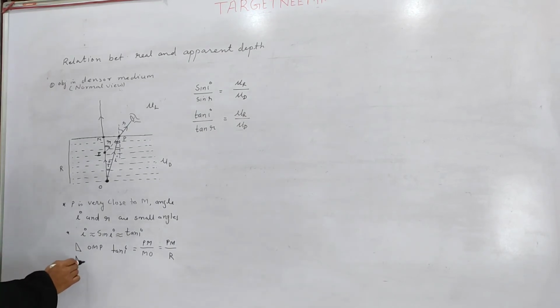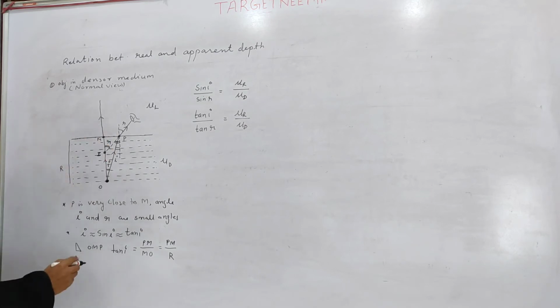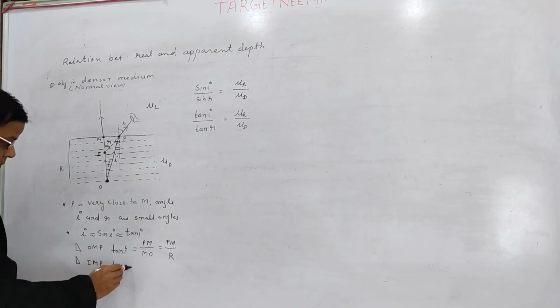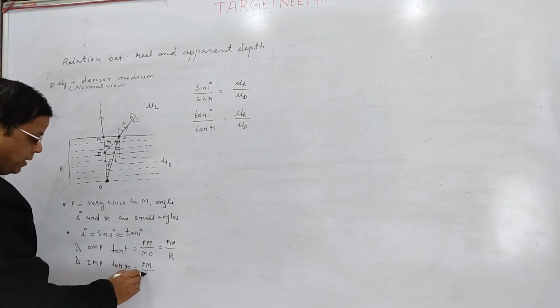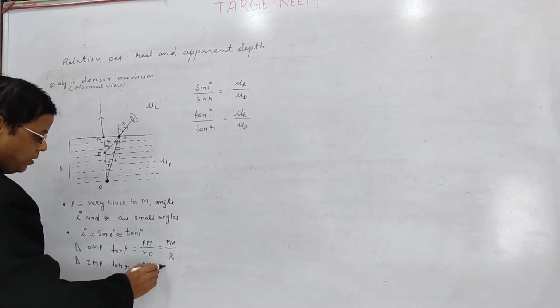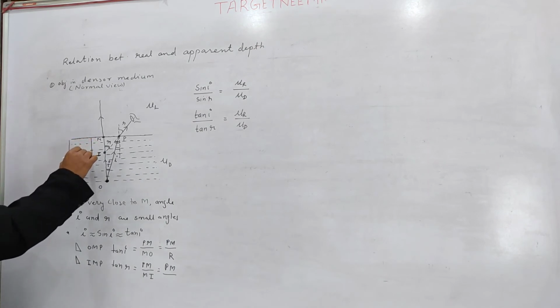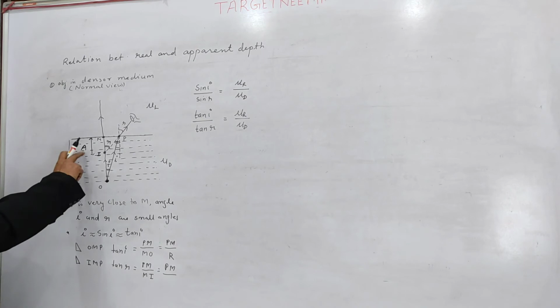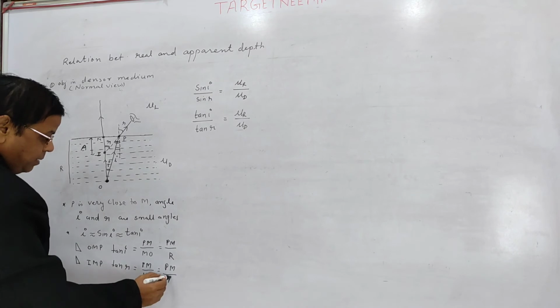Similarly, in right angle triangle IMP, if I write tan r, this will be perpendicular, that is PM divided by MI. So it is PM divided by, this is the depth our eye is going to perceive. So this is called apparent depth, let it be A. So in place of MI I am writing A, apparent depth.